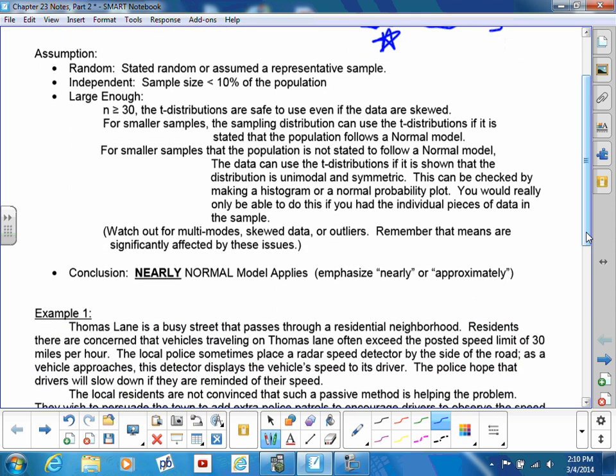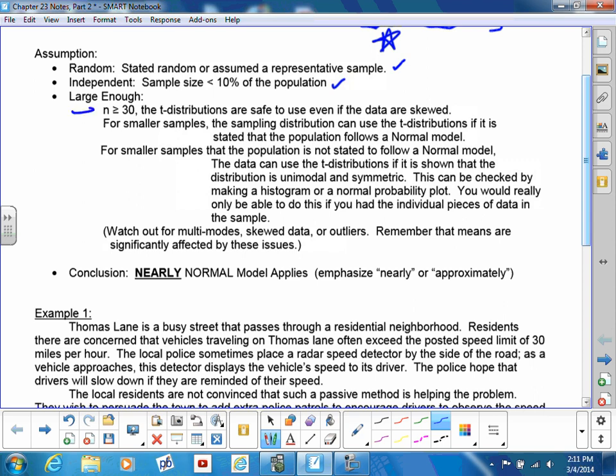Assumptions. Random: stated random or assumed a representative sample. Does that sound familiar? Is it changed or is it the same? It's the same, yay. Okay, so independent. We want our sample size to be less than 10% of the population. That's no different. That's the same. Okay, here we go. Large enough.